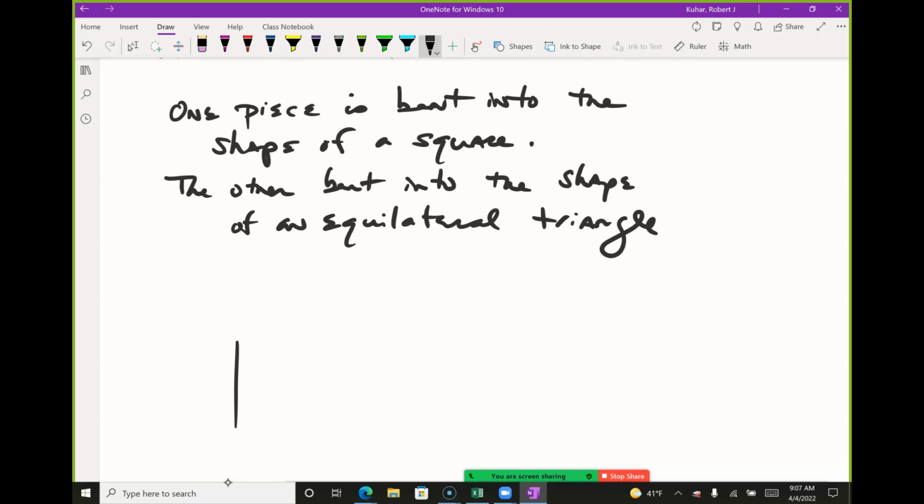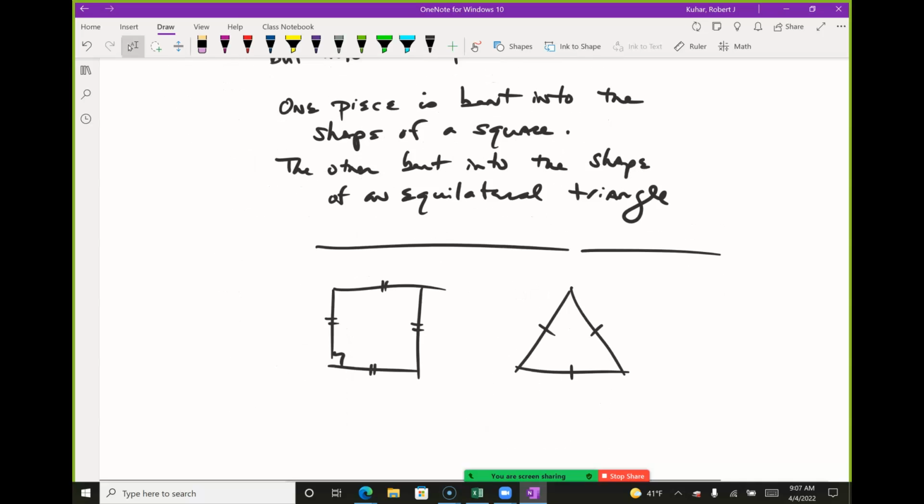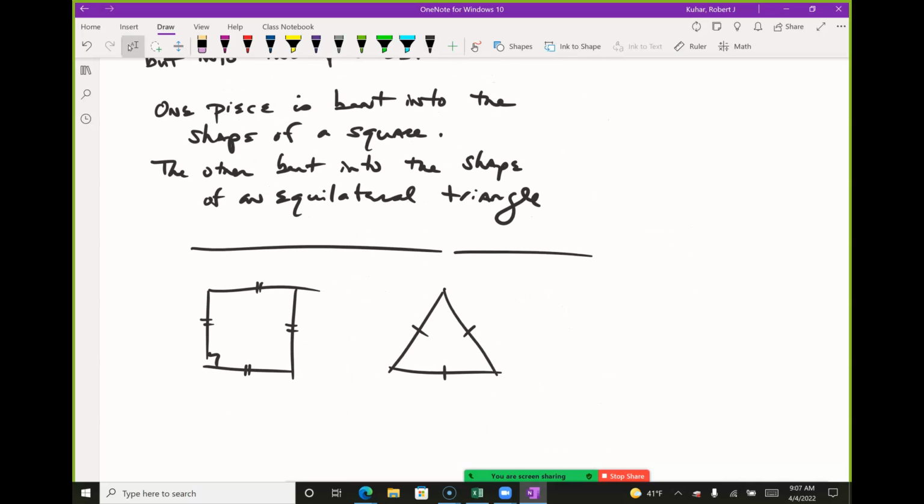So you're going to see 2 pictures. Here's my wire cut into 2 pieces, right? Here's my square. And here's my equilateral triangle, right? So I want to maximize the area, the sum of the areas.